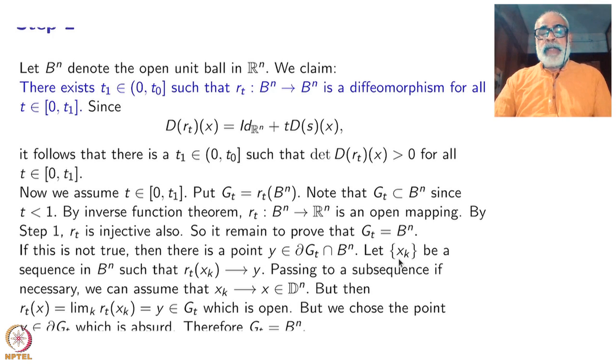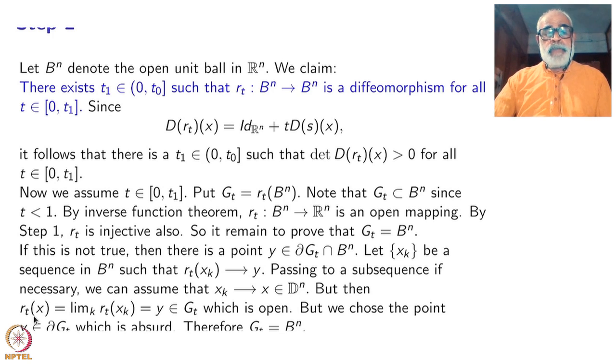Therefore, you can have a sequence x_k inside V_n such that r_t of x_k tends to y, because they are elements of G_t. R_t of x_k will be an element of G_t, so they converge to y because y is on the boundary of this set. Passing to a subsequence, if necessary, we can assume that x_k itself tends to some point x inside D_n because D_n is compact, right?